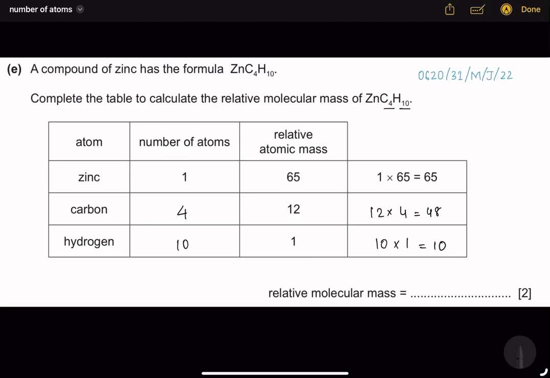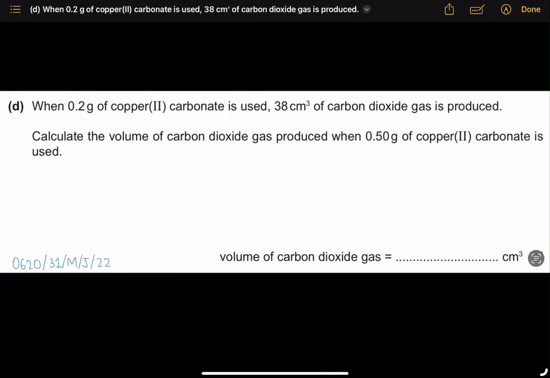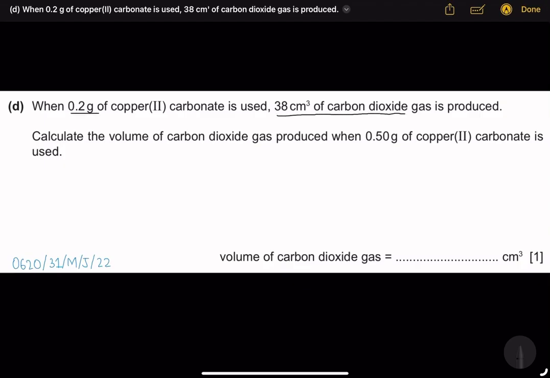65 plus 48 plus 10 gives us 123. So that's the relative molecular mass of ZnC4H10. Now, in this question, we have that 0.2 gram of copper carbonate is used to give 38 cm cube of carbon dioxide. We have to calculate the volume of carbon dioxide produced when 0.5 gram of copper carbonate is used.